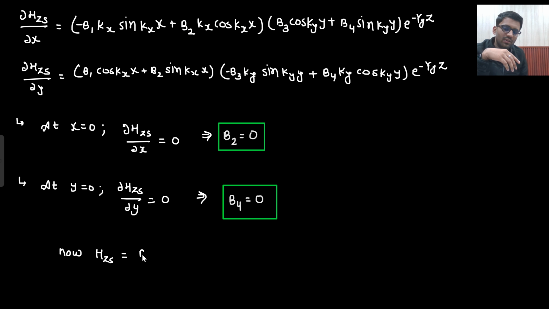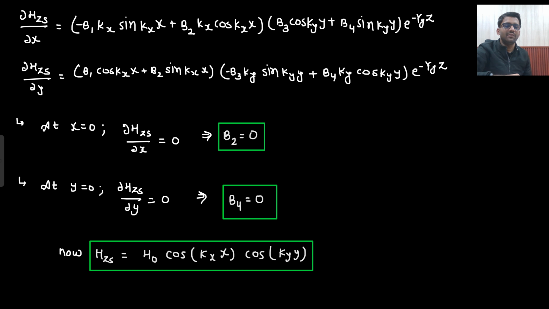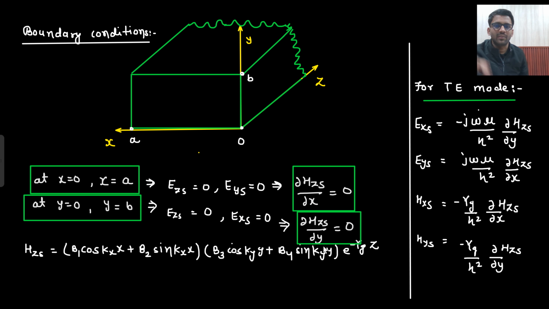So what I can do is, b1 into b3 can be some constant, so I can write h0. Cos kx x we are getting, and cos ky y we are getting. So this is the hz expression we have reduced. In two boundary conditions we have reduced the expression in this manner.